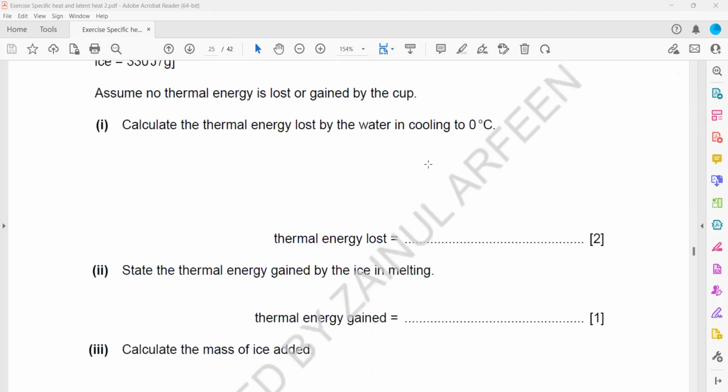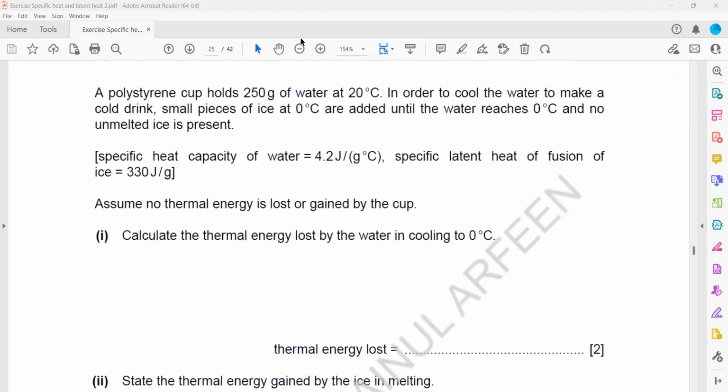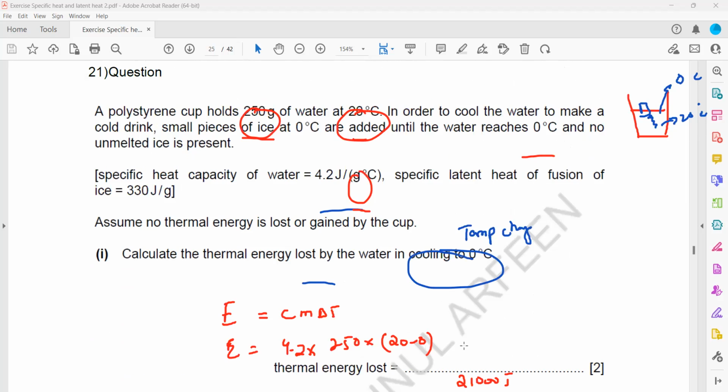State the thermal energy gained by the ice. What we assume here is that all the energy lost by the water is gained by the ice. As I mentioned, whenever you're working out a temperature change, it is always greater minus smaller.